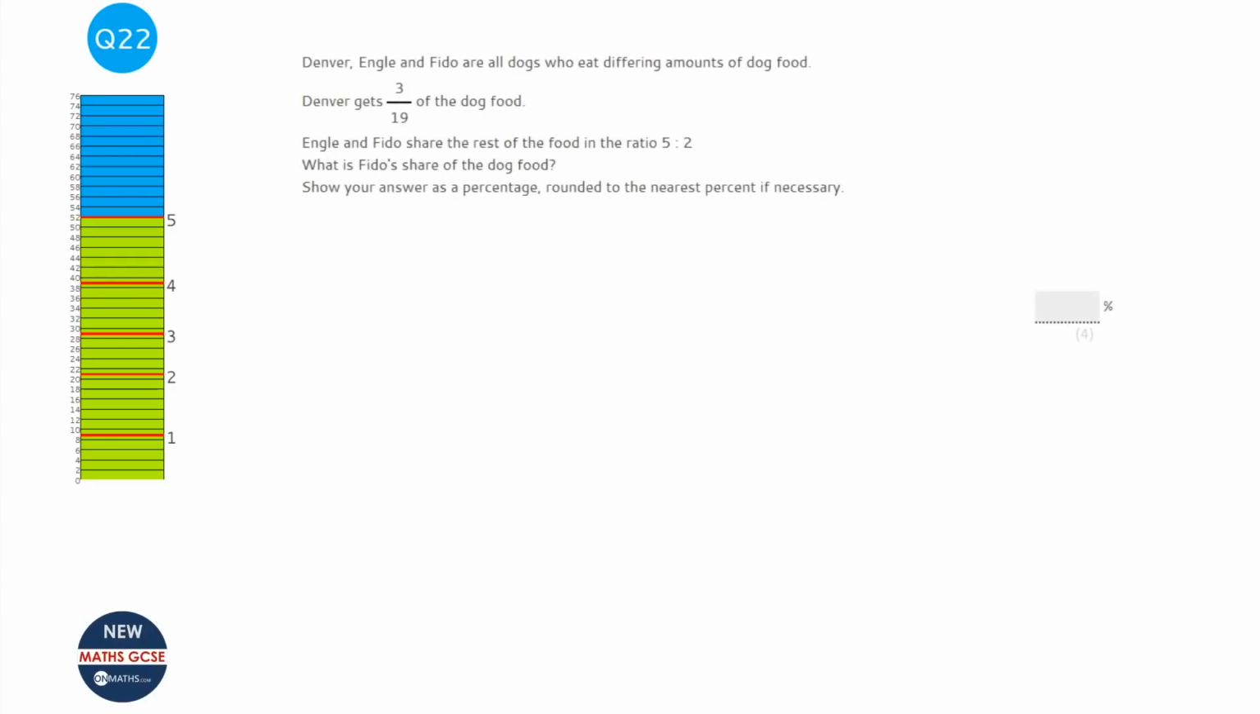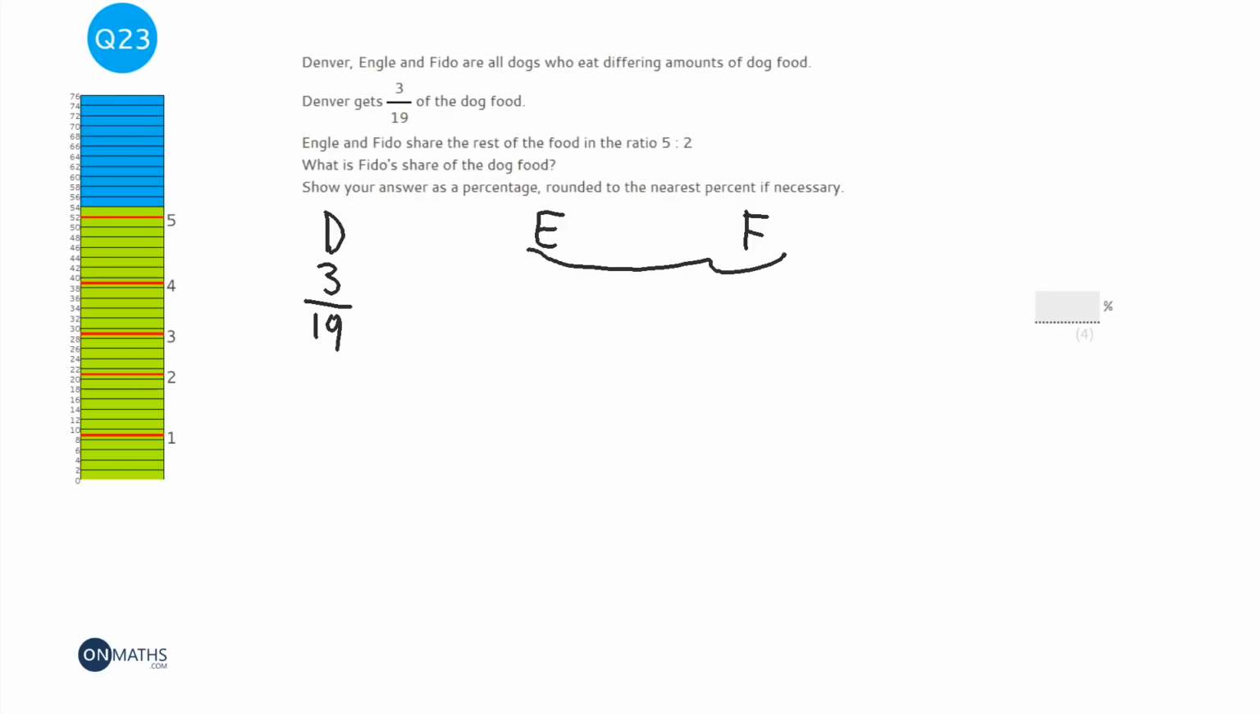Okay, so this is quite a tricky question because it mixes fractions and ratios together, but we've got to be comfortable with that. So I'd first of all just show the information so that I can get my head around it. So we've got Denver, who as a fraction has 3/19 of the food. And so that leaves how much? Well, we've got a calculator, so we could just do 1 takeaway 3/19 on the calculator, but we know that that's going to be 16/19.